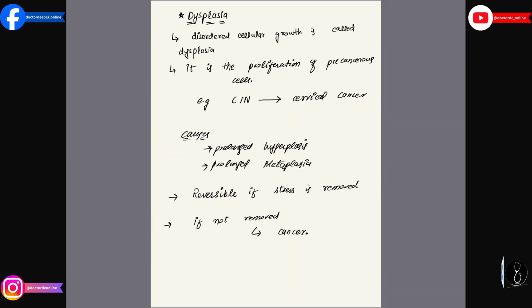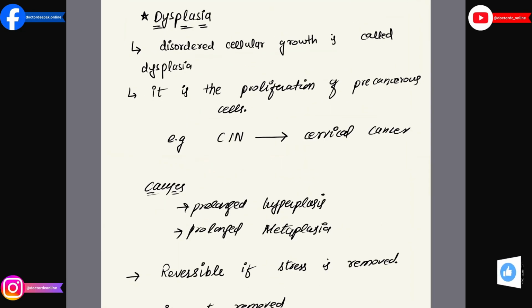And another important thing we are going to discuss is dysplasia. So first of all, what is dysplasia? Basically, it is the disordered cellular growth. Disordered cellular growth is called dysplasia. So if they ask from you what is dysplasia, simply you have to pick, it is a disordered cellular growth. It is called dysplasia, and it is the proliferation of precancerous cells.